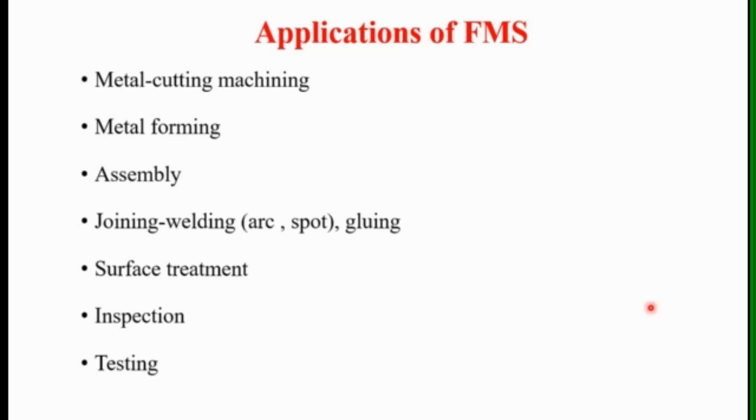Then these are a few applications of this flexible manufacturing system. It can be used in metal cutting machining, then metal forming machining like CNC machines or NC machines on which these operations are performed. Then in assembly, we have seen various assembly lines where flexible manufacturing systems are used. Then joining or welding, arc or spot welding, gluing. In such applications also this FMS can be used. Then in surface treatment as well. Nowadays, this FMS is also used in inspection and testing operations. So these are some applications of this flexible manufacturing system.